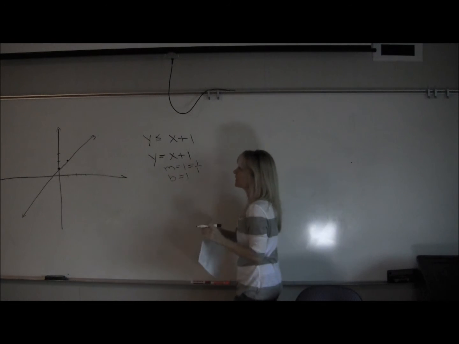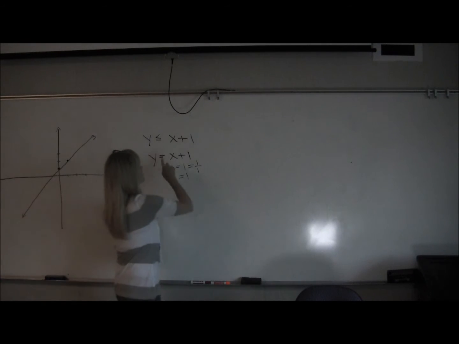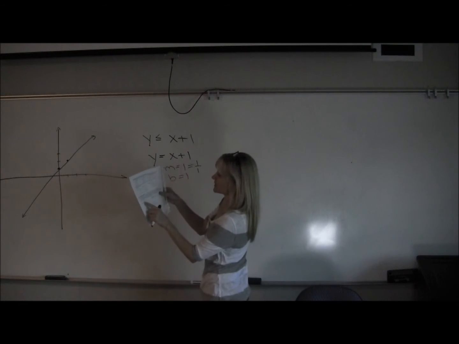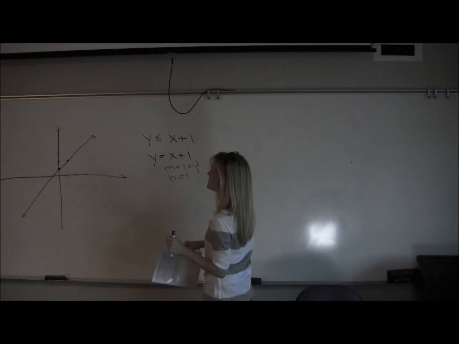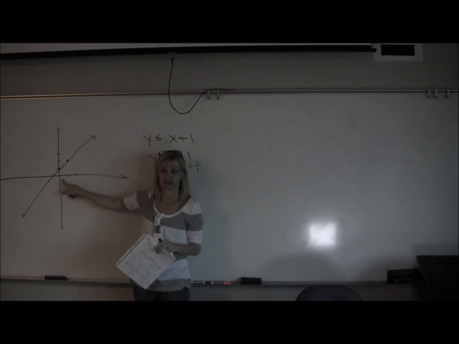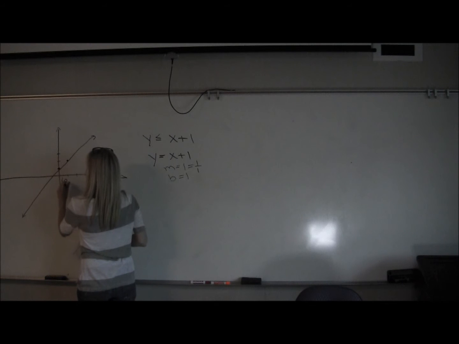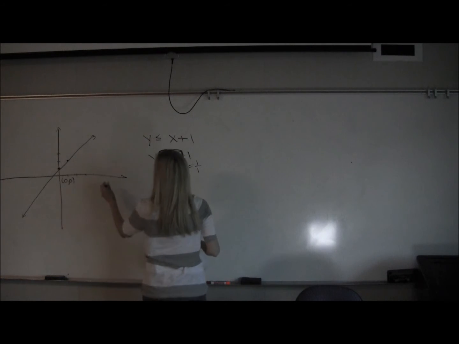Now, this line divides the plane into half planes. I've got the half plane that's below it and the half plane that's above it, and it goes on forever. So we have to decide which half plane we need to color in. To do that, you're going to pick a test point. If the line doesn't go through 0, 0, I like to use 0, 0 as my test point because it's really easy. And this line does not go through 0, 0. So let's use 0, 0 as our test point.